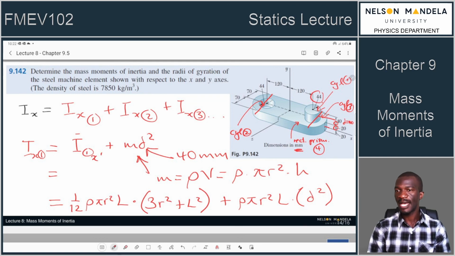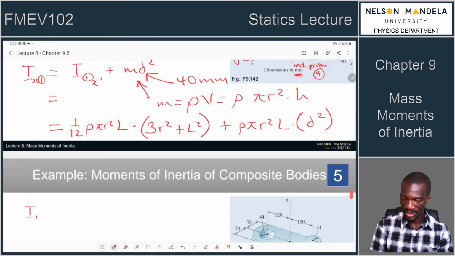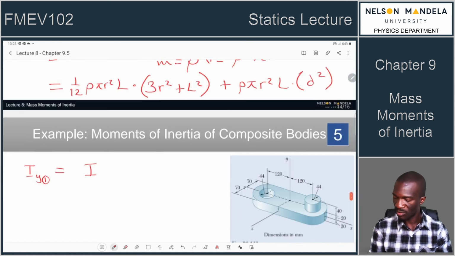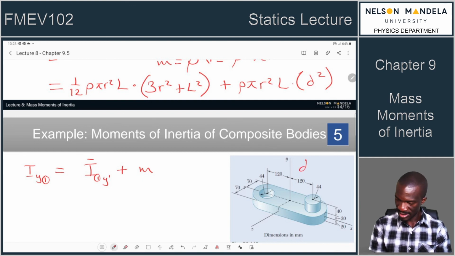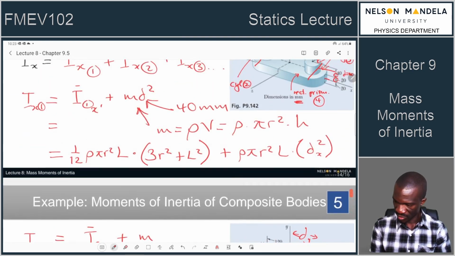So the same applies for the y-axis. For the y-axis, you actually use the centroidal. Can you see that? For area number 1, you need the centroidal moment of inertia again, because it is what is displaced from the y-axis. So centroidal of area number 1 about the y-axis, that would be plus another m. This is now our d in the y. So let's just call it d in the y. Let's call this d in the x.